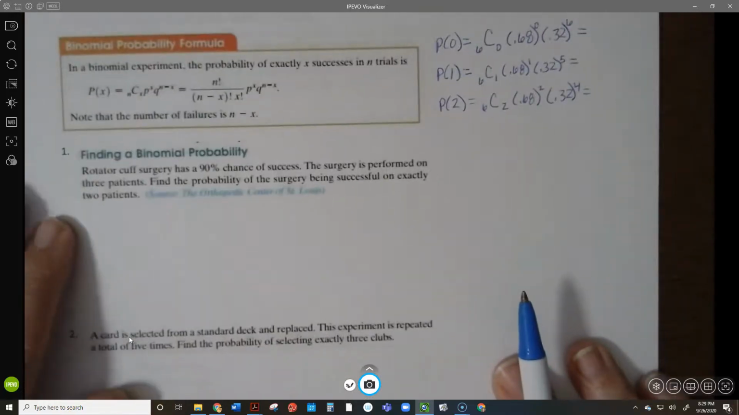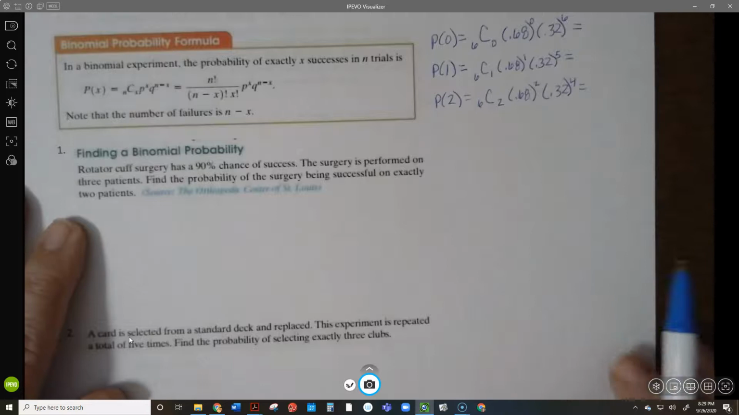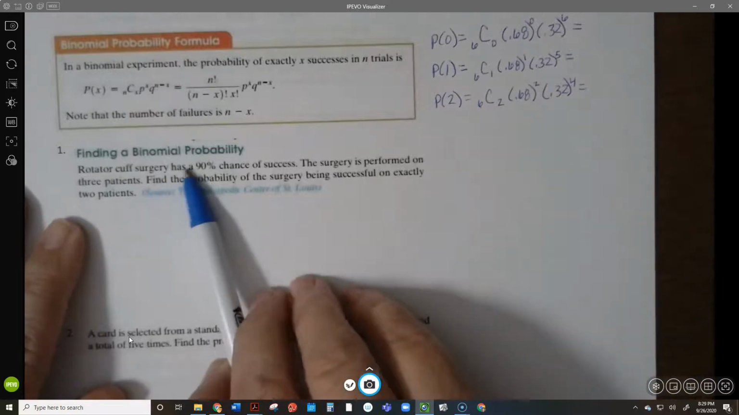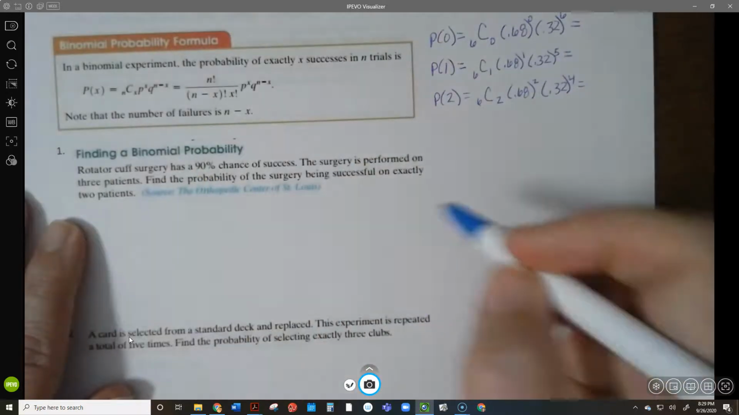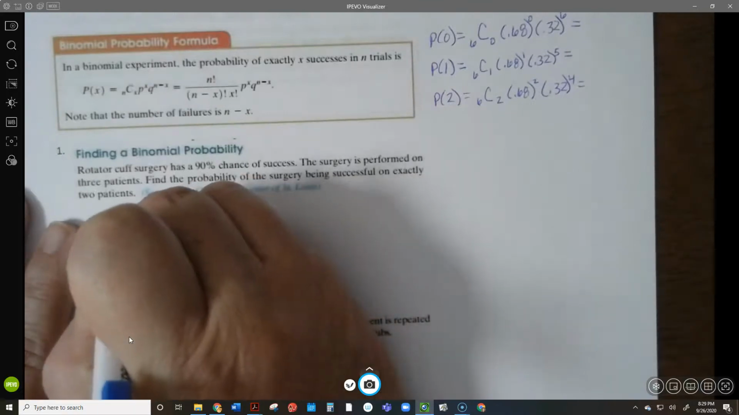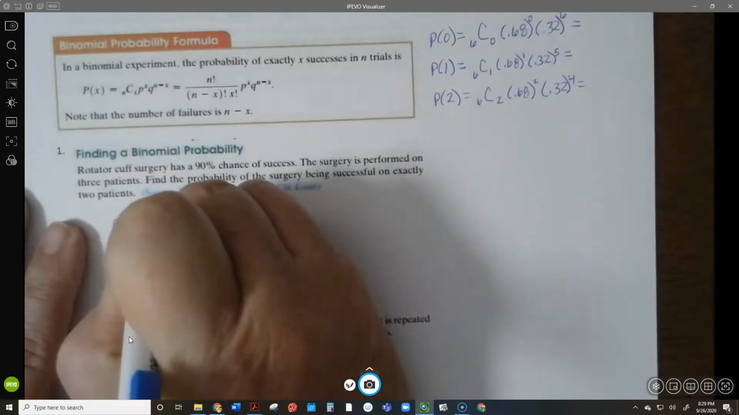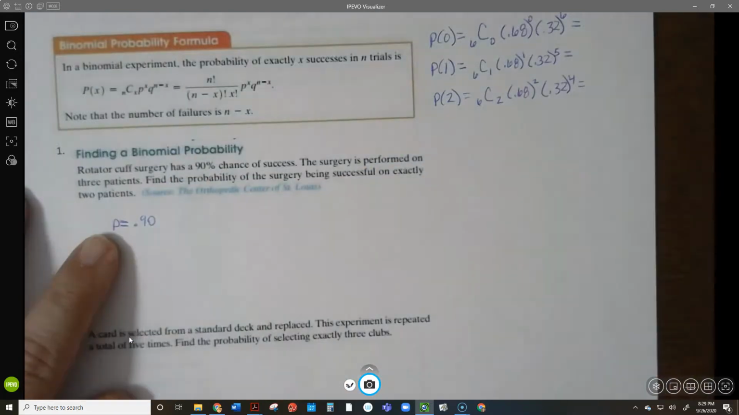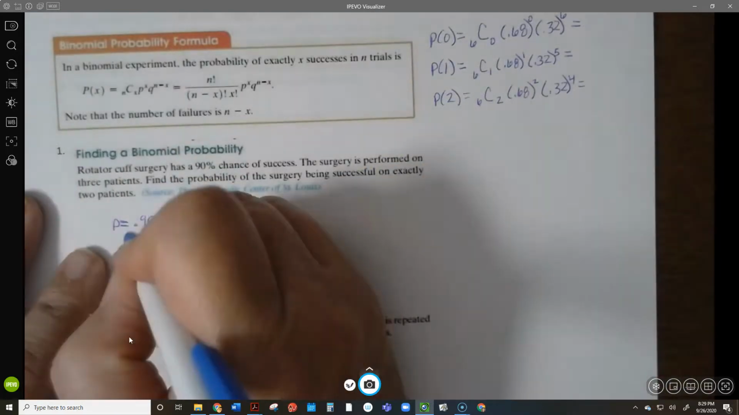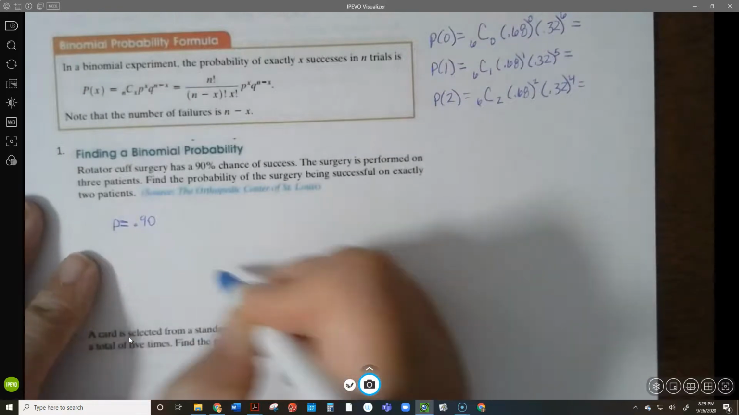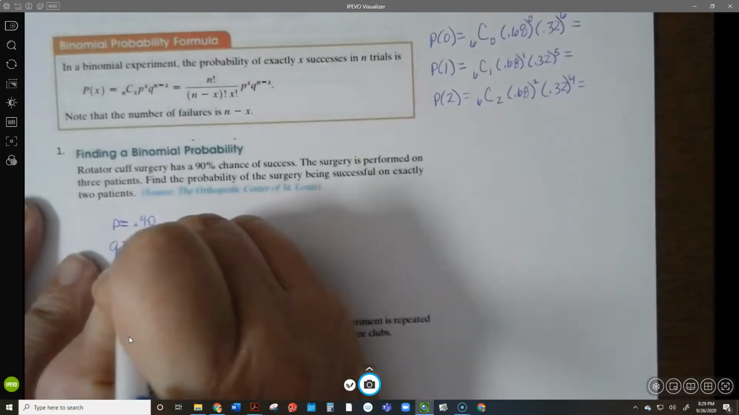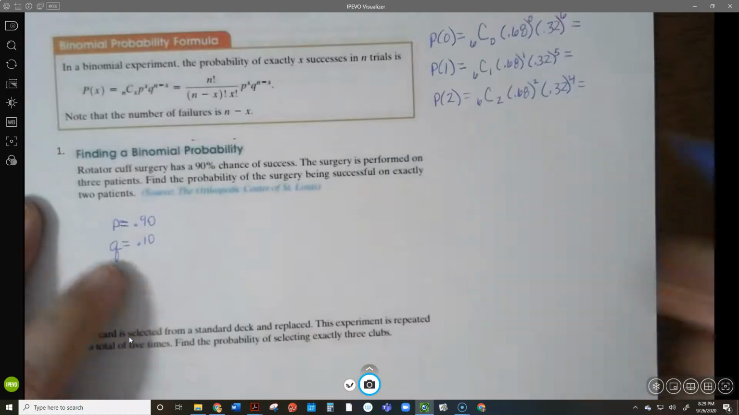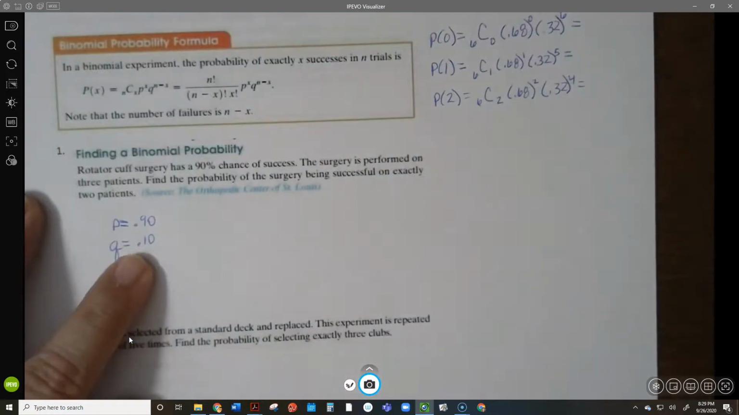So back to this problem right here. Rotator cuff surgery has a 90% chance of success. That's your value of P. P is 90%. My sister's about to have this. If it's a 90% chance of success, then what's its failure rate? 1 minus 0.9 is 0.1.